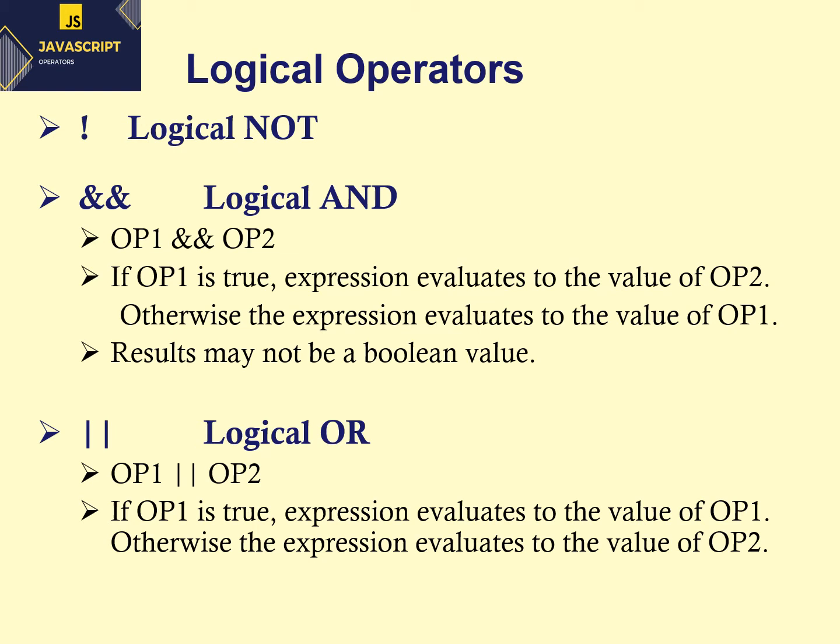And the third type of logical operator is logical OR. The expression looks like operand 1 logically OR operand 2, and the basic idea behind logical OR is the same as that of the digital OR operation. If any of the operands has a true value, the result is true. If both are false, then the result will be false. If operand 1 is true, the expression evaluates to the value of operand 1. Otherwise, the expression evaluates to the value of operand 2.